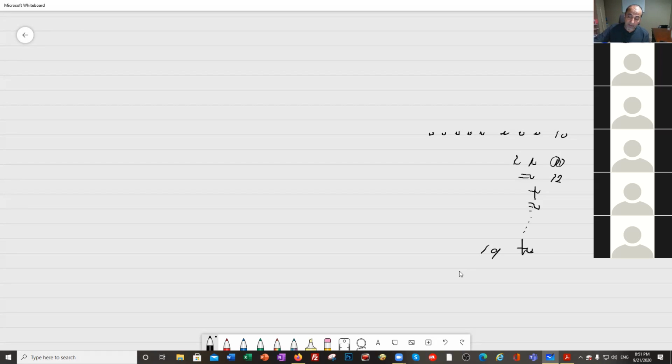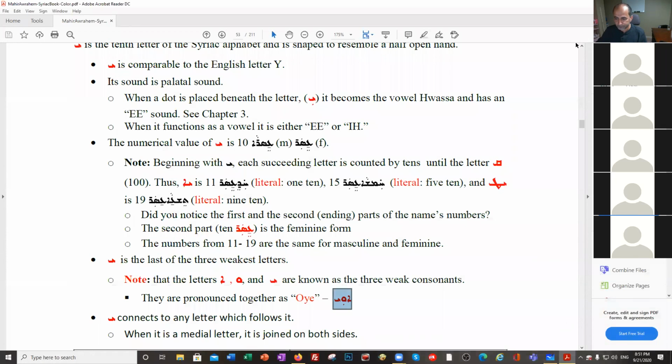So those are the numeric values. Again, the names of 11 to 19, we're going to study in chapter 14, how we're going to say each letter back then. For example, beginning with the Yod, each following letter is going to be by tens. That means the next letter after Yod, which is 10, is 20, following 30, and 40, till 100, or till Sade, honestly. Sade is going to be 90. Qob is going to be 100.